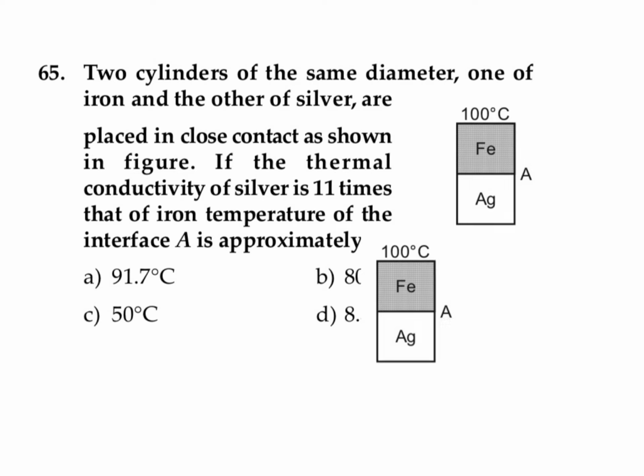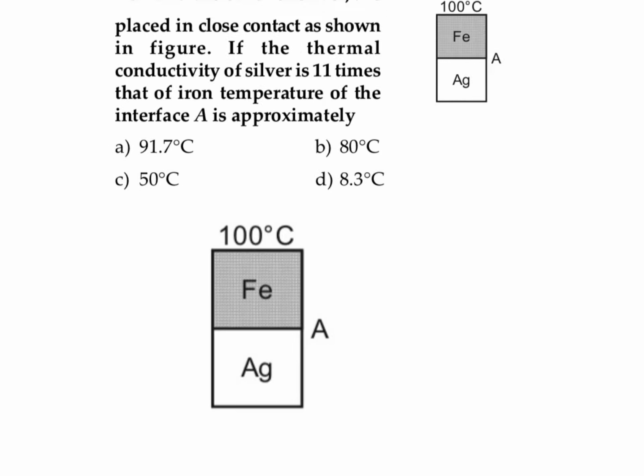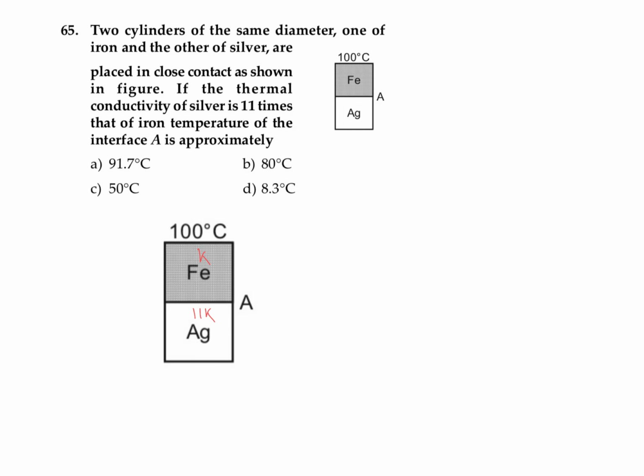So over here we can just consider an iron rod and a silver rod. If we take the conductivity of iron to be K, then we can take that of silver as 11 times K. We need to find the value of the temperature of this interface. So let's say the temperature over here is equal to X.